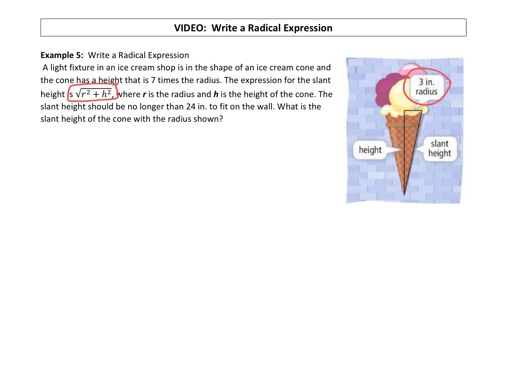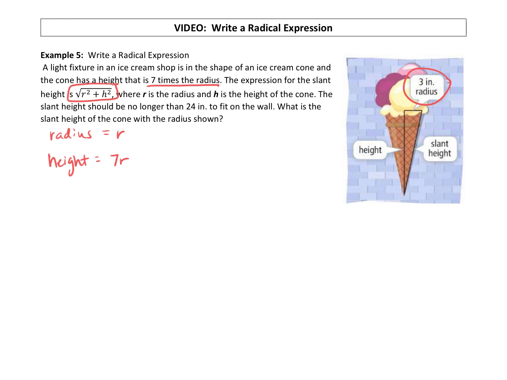We are going to let our radius be equal to r. We're going to use a variable of r to represent the radius. The height of the cone, they told us, is 7 times the radius. So if we're using an r to represent the radius, the height will be 7 times r.